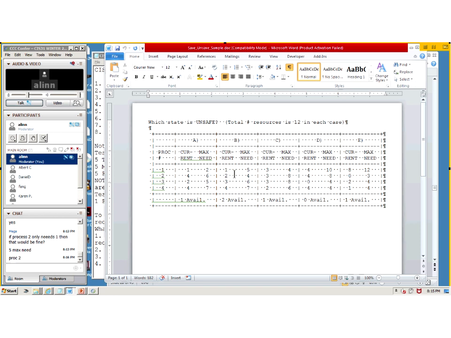Yes, I could give it to 2, giving me 4, and then 4 would complete, and I could take those 4 and give it to process 1. It would complete, and I would now have 5, and I could give 3 here, and it would complete, and then finally I could give 3 here, and it would complete. This is a safe state.